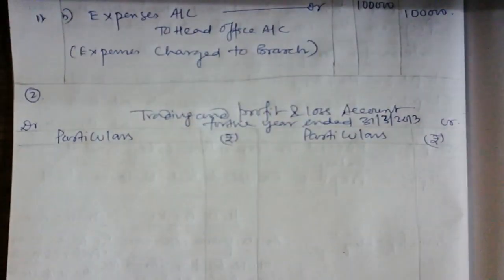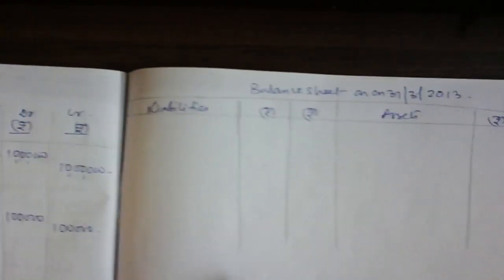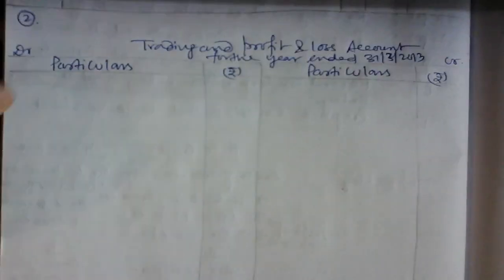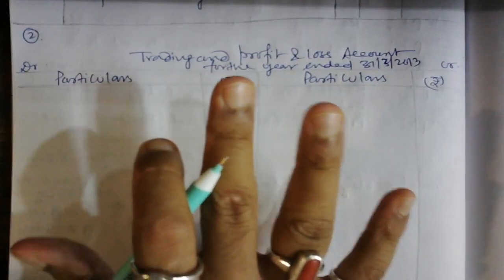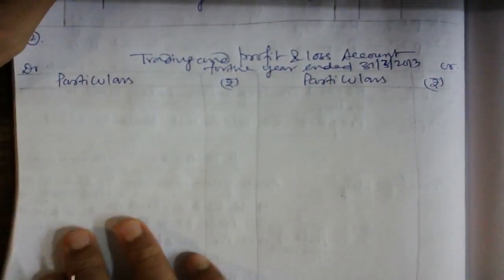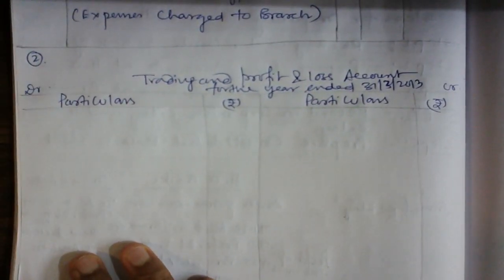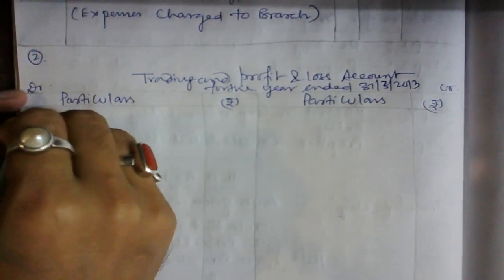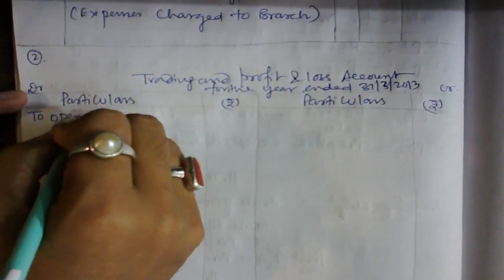Okay, so if you see it, I have already maintained the balance sheet format here and already maintained the trading and P&L format here. Now I am starting to work on that part. Now you just refer the trial balance one by one. I am plotting it. Okay, so if you see the trial balance, first we are going to plot opening stock. It's very easy.